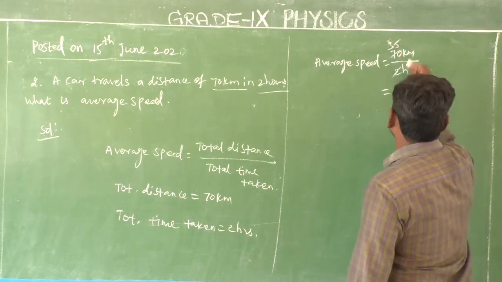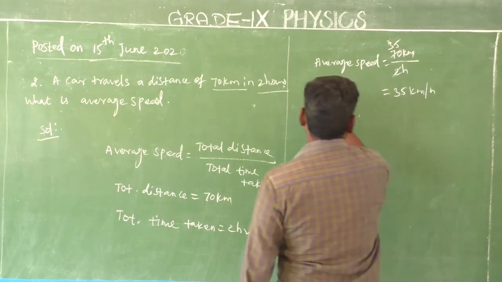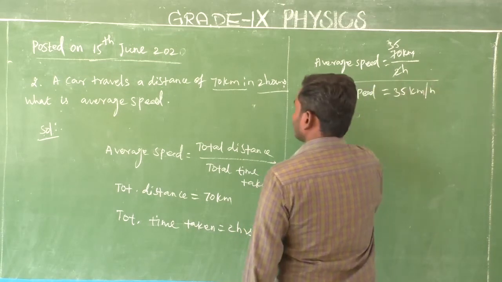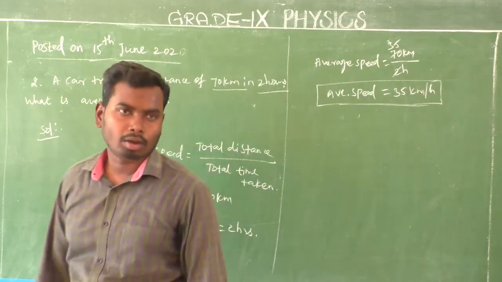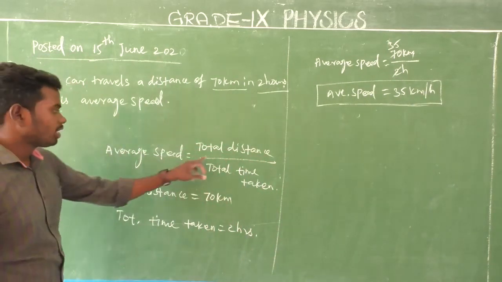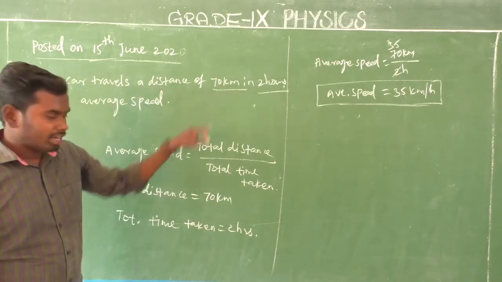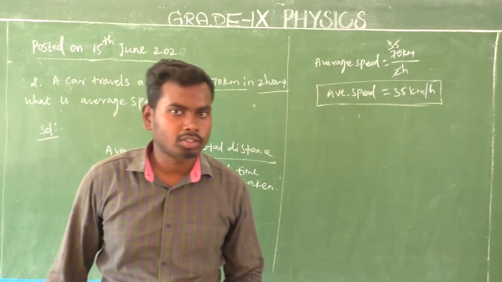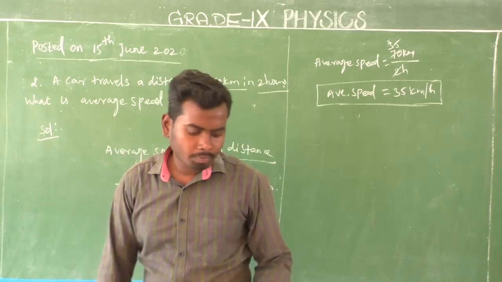That is equal to 35. So what is average speed? 35 kilometer per hour. So average speed of the car, how much? 35 kilometer per hour. Is it clear? Yes. So average speed is equal to total distance divided by total time taken. Total distance value 70 kilometer and time 2 hours. That is equal to 35 kilometer per hour. That is the average speed of that car. Is that clear? Yes. Next, come to the third question.